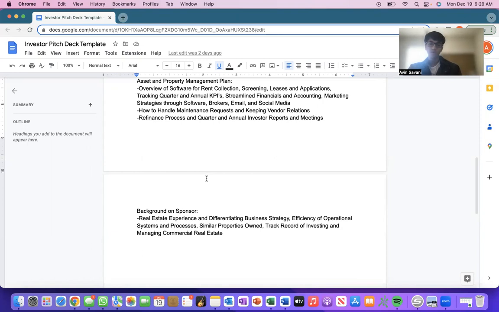So yeah, and then an overview of the software for rent collection, screening, leases and applications, tracking the quarterly and annual KPIs, the streamlined financials and accounting, and the marketing strategies through software, brokers, email, and social media, right? If you're doing it through software, a lot of good software actually integrates with apartments.com, booking.com, and other popular websites for listings. And you can just do it that way, or you can do brokers as well.